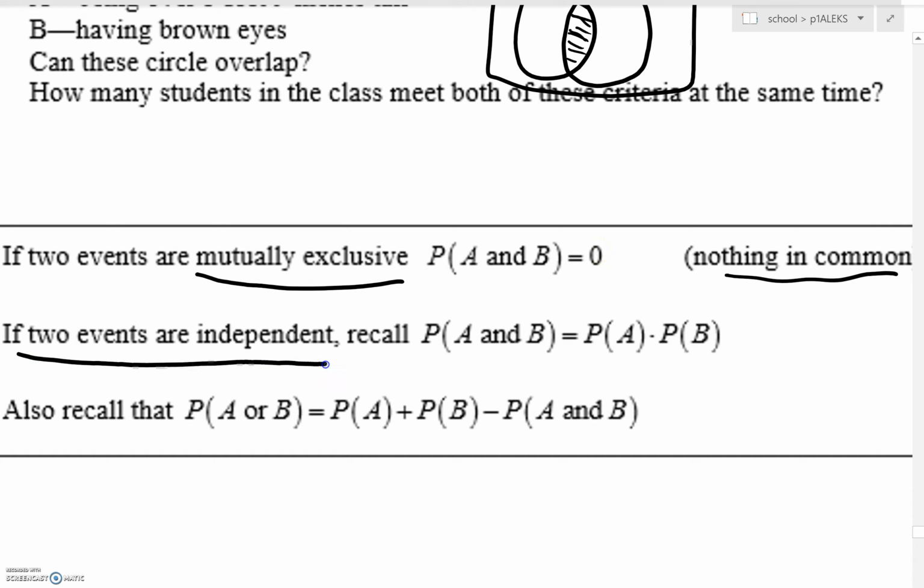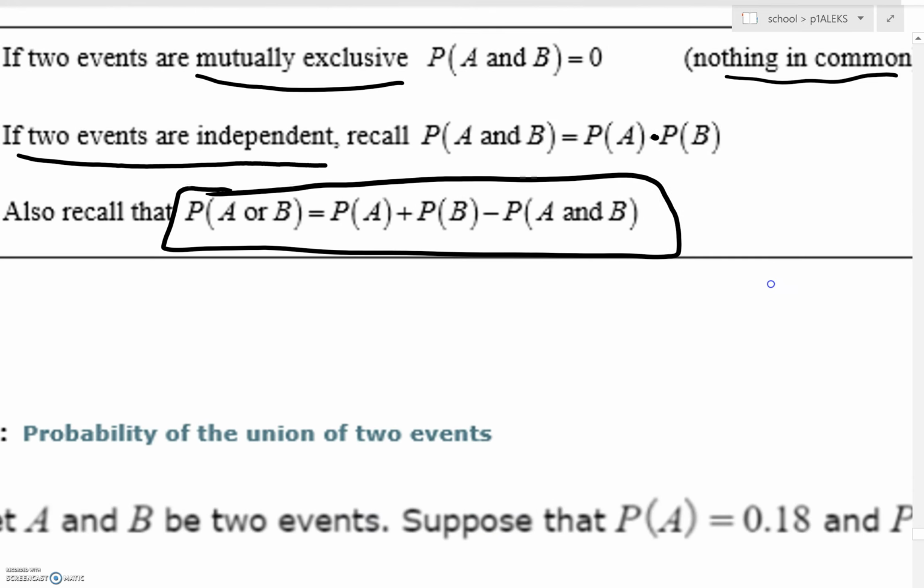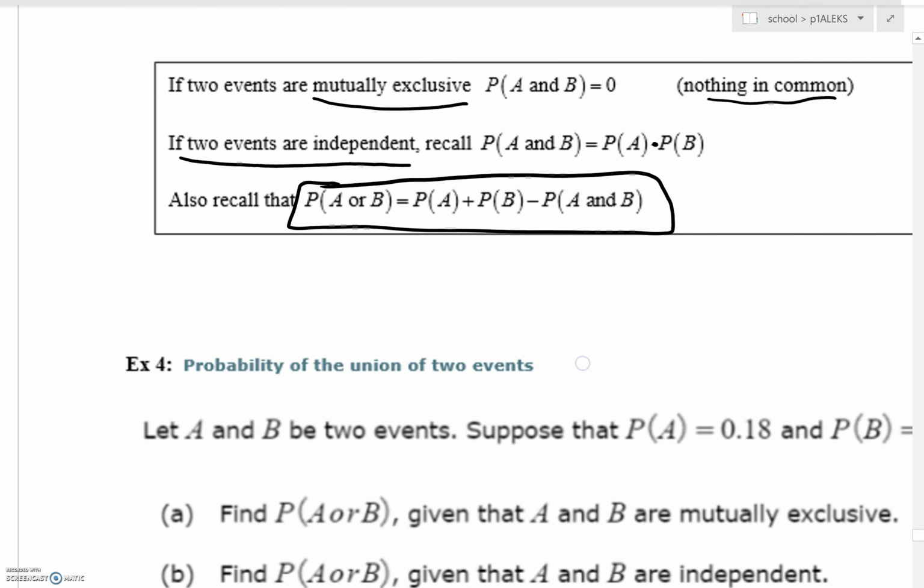We learned the other day in the previous lesson, 11.9, that if two events are independent, recall that P of A and B would be P of A times P of B. And here is this super important formula. Wow, we're using it all the time now for these last problems. So let's wrap this up.